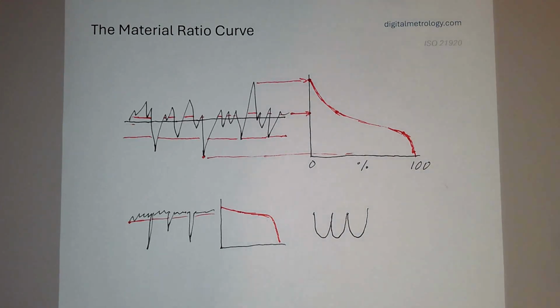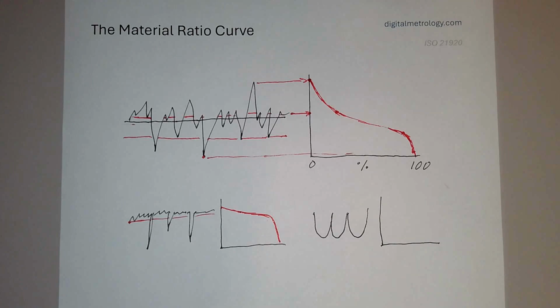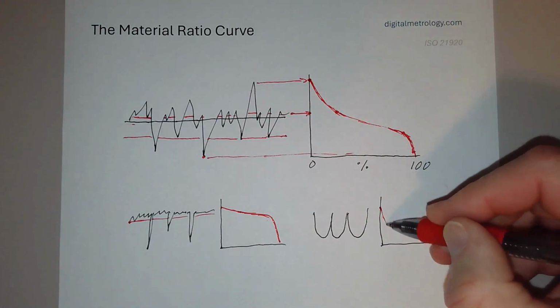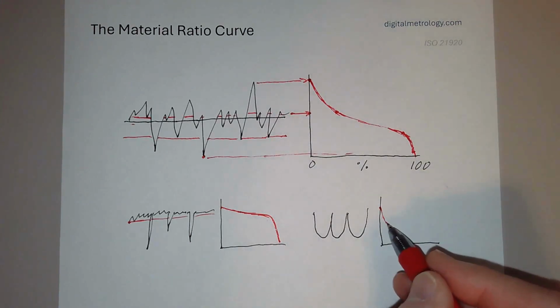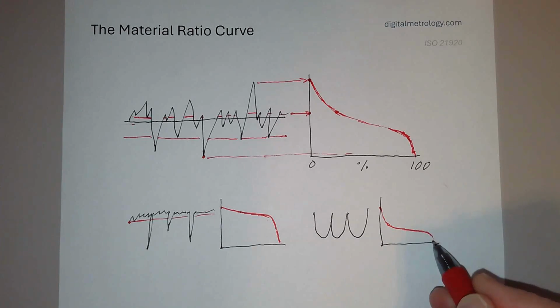Similarly, if I had a surface that was turned or maybe milled in some way to have scallops in it, the material ratio curve will take on a very different shape. In this case, the curve will have 0% and will go a long ways down into the surface before we actually start getting into any significant amount of material.